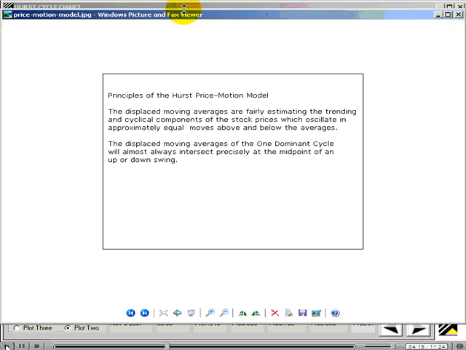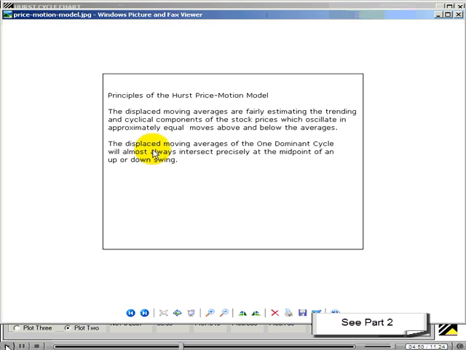Before we move on to the counter swing and the new swing, let's review two principles of the Hurst price motion model. The first is that the displaced moving averages fairly estimate the trending and cyclical components of the stock prices. And this is the principle from which we can derive the value of the one dominant cycle. The second principle is that the displaced moving averages of the one dominant cycle will almost always intersect precisely at the midpoint of an up or down swing.